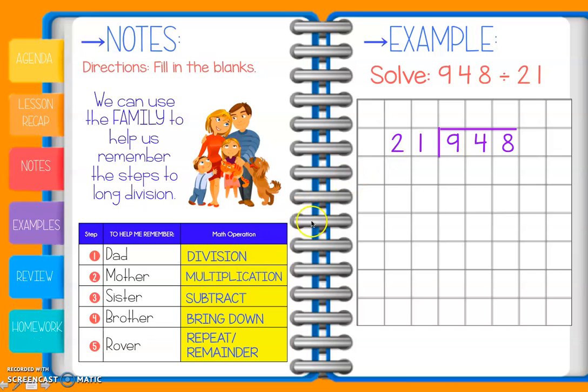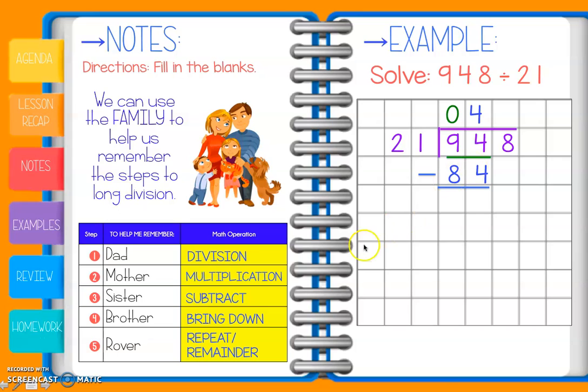Our first one is divide. So we're going to take 21 and divide it into 9. 21 doesn't go into 9, so I'm going to put my 0 up here as a placeholder because it doesn't go in there. But now I'm going to scooch over and look at 94. 21 goes into 94 4 times. From there, I'm going to multiply. 4 times 21 is 84.